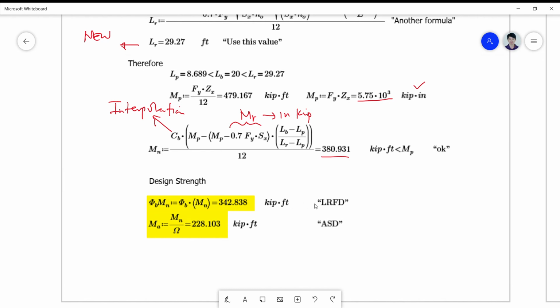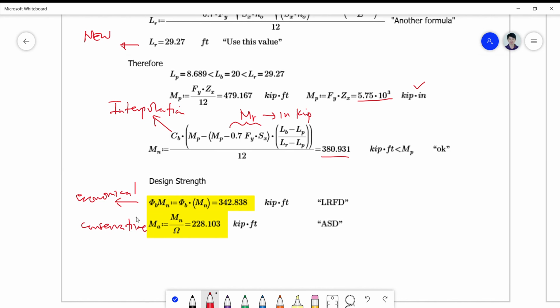So this is now your nominal moment, and for the design strength, we simply again make use of the phi b Mn for LRFD and your Mn over omega for ASD, which is 342.838 versus 228.183. Again, this is now a more economical design and this is the more conservative design.